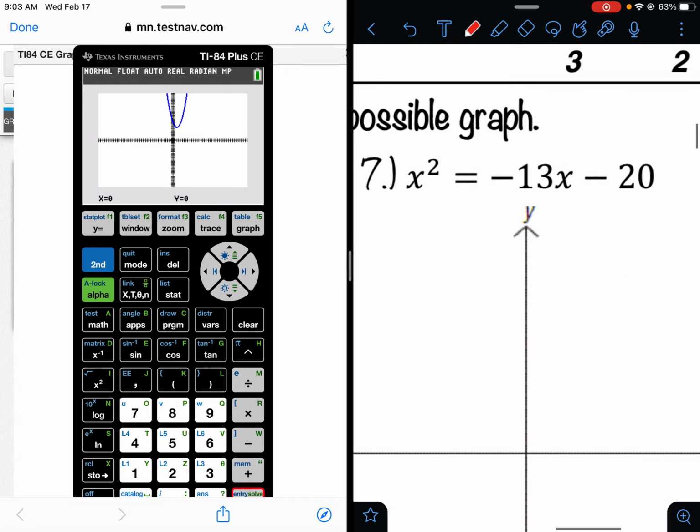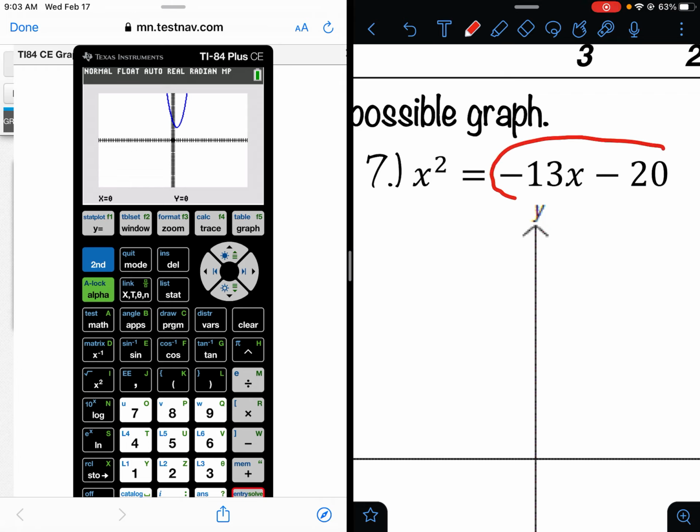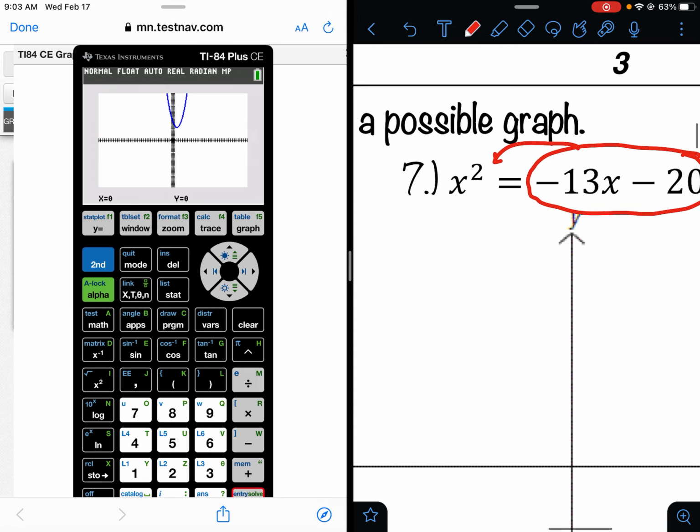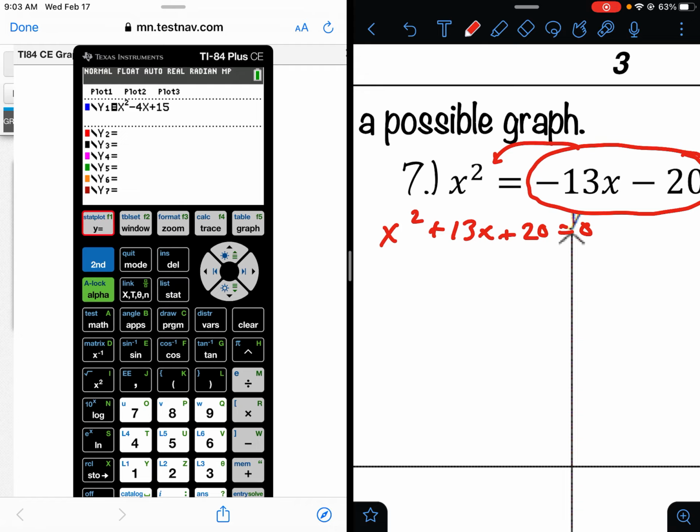Now that's going to be different from this one. First of all, if you remember from class, we can't put this in the calculator like this. We do need them all on the same side of the equal sign, so I'm going to move those over. So I get x squared plus 13x plus 20 equals 0. We need them all on the same side whenever we're working with the calculator or factoring or the quadratic formula. Pretty much almost every time we're going to need it on the same side. So now I'm going to put this one in: x squared plus 13x plus 20.